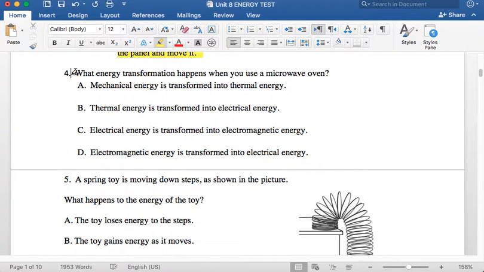Number 4. What energy transformation happens when you use a microwave oven? A. Mechanical energy is transformed into thermal energy. B. Thermal energy is transformed into electrical energy. C. Electrical energy is transformed into electromagnetic energy. D. Electromagnetic energy is transformed into electrical energy.